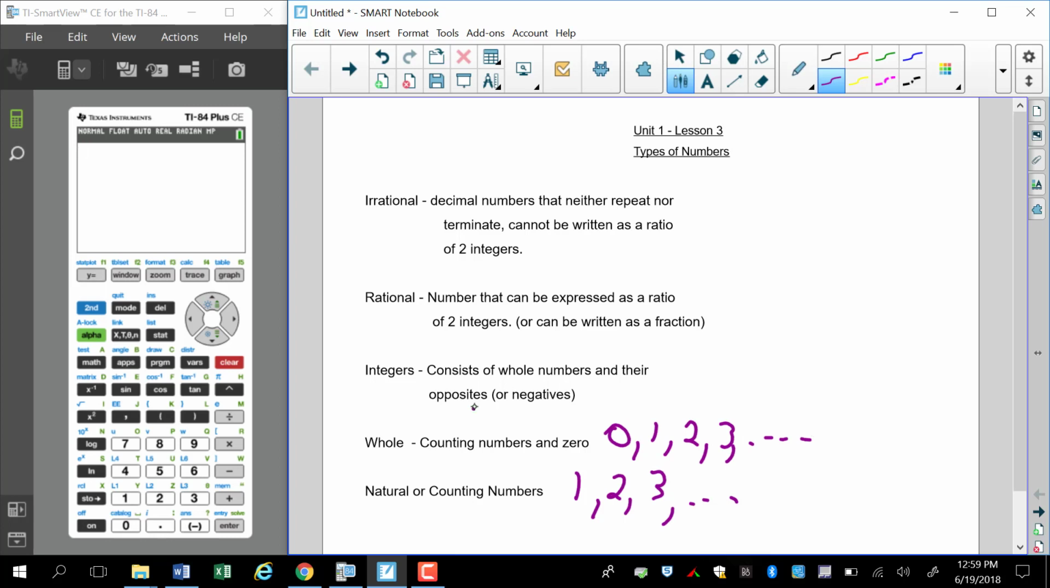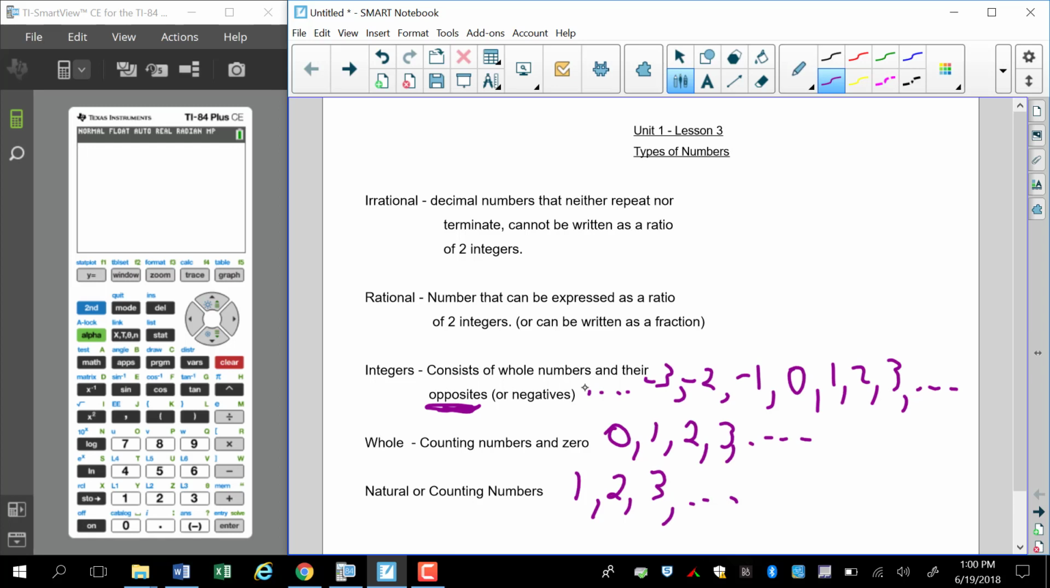Now, integers. This keyword here is opposites or negatives. So the integers are all your whole numbers, so 0, 1, 2, 3, and so on. But it also includes the negative versions of those, or the opposites. So the opposite of 1 is -1. The opposite of 2 is -2. The opposite of 3 is -3. So this goes out both directions, positive and negative numbers.